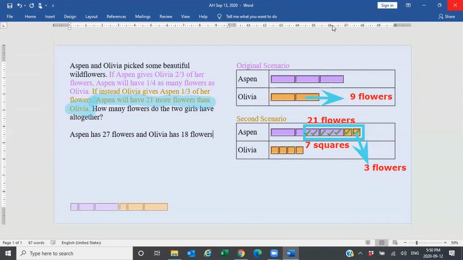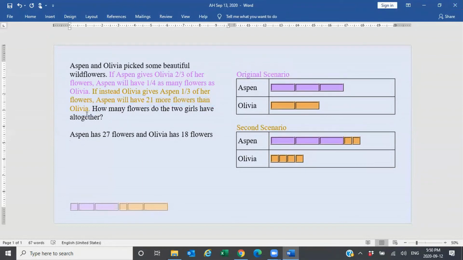All right, I'll get rid of all of this because we no longer need it. The question did say how many flowers do the 2 girls have altogether. So 27 plus 18 is 45. So now we know all together the girls have 45 flowers. And I'll add a period for both of the sentences. There we go. So now we have our answer.